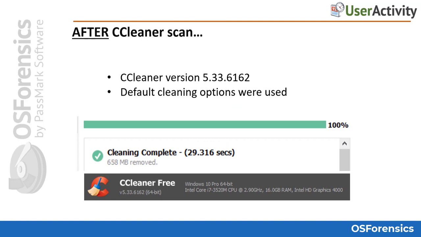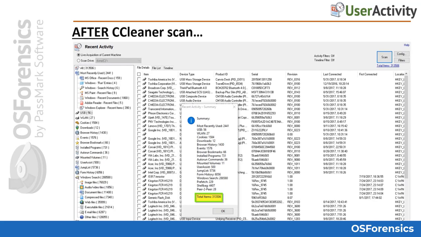So we then installed CCleaner and used all the default settings. We ran a default scan to clean the system, and we see that 658 megabytes of data was removed from the system, which, yes, that is a fairly substantial amount of data. A subsequent user activity scan still found 313,506 artifacts after that CCleaner scan was completed. So out of over 343,000 artifacts, CCleaner only removed less than 30,000 of those.